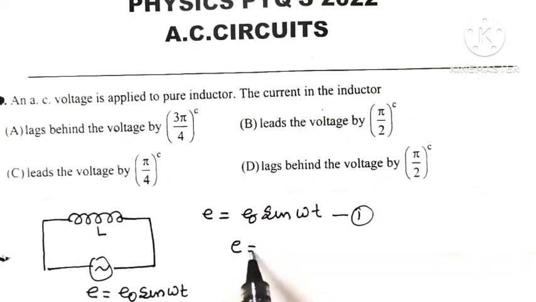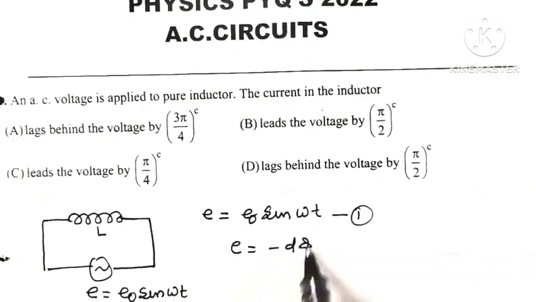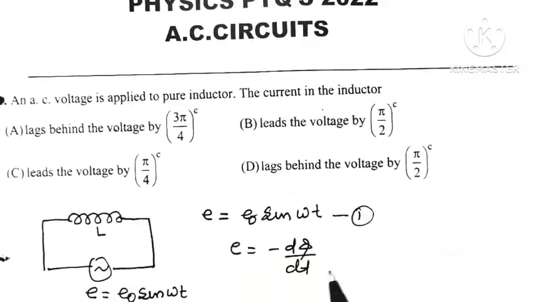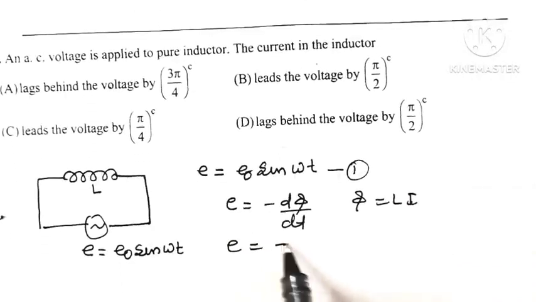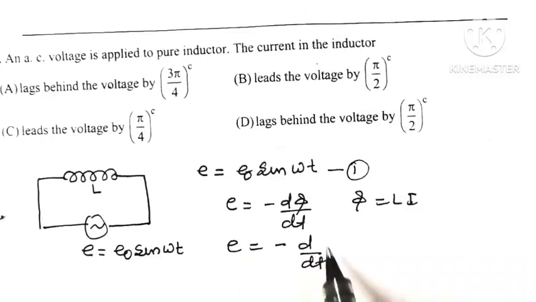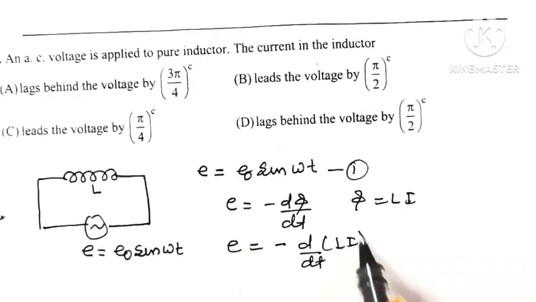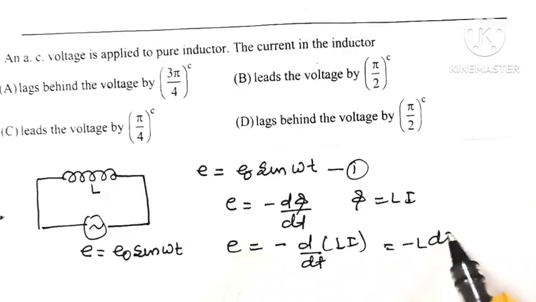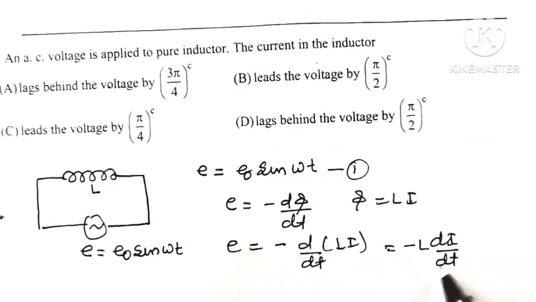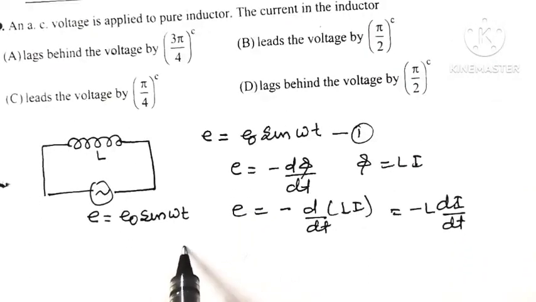We know that E is equal to minus d phi by dt as per Lenz's law, but flux phi is equal to L into I. Therefore, the induced EMF E is equal to minus d by dt of L into I. L is constant, so take it outside, and it is minus L into di by dt.